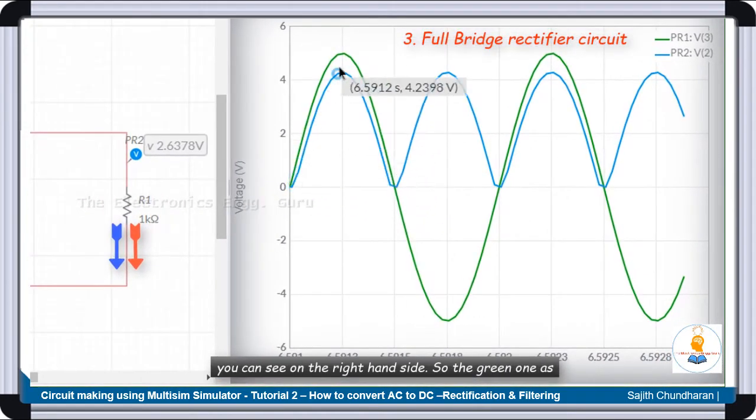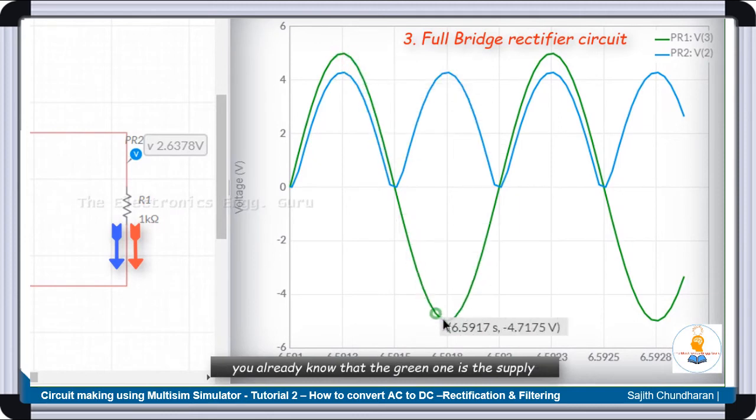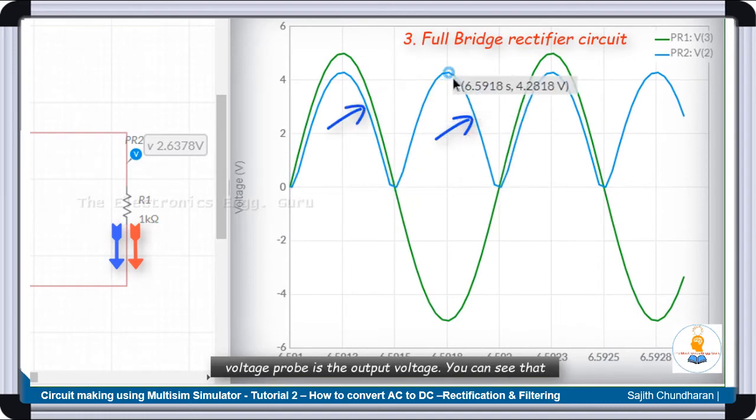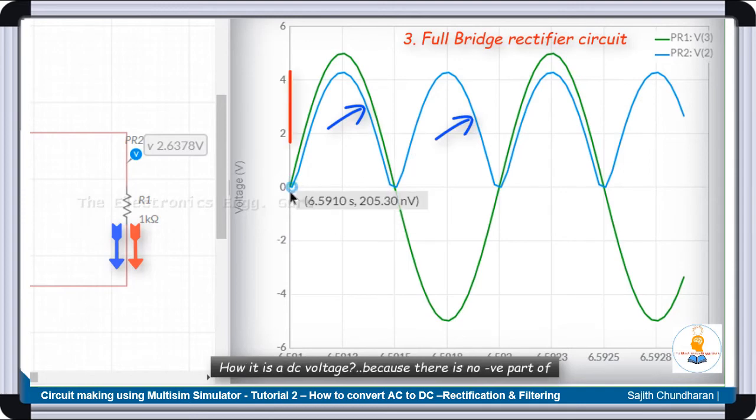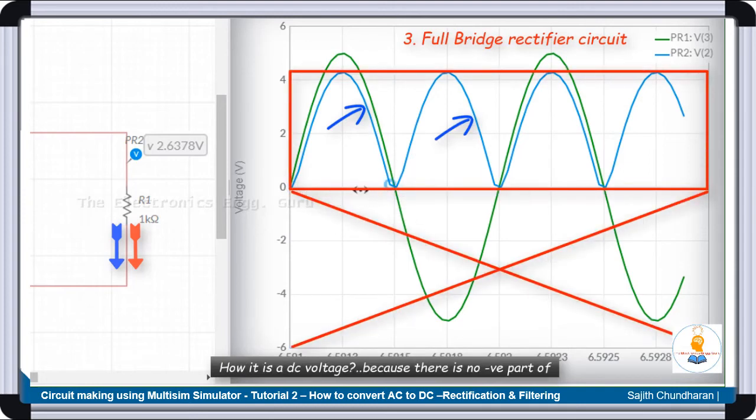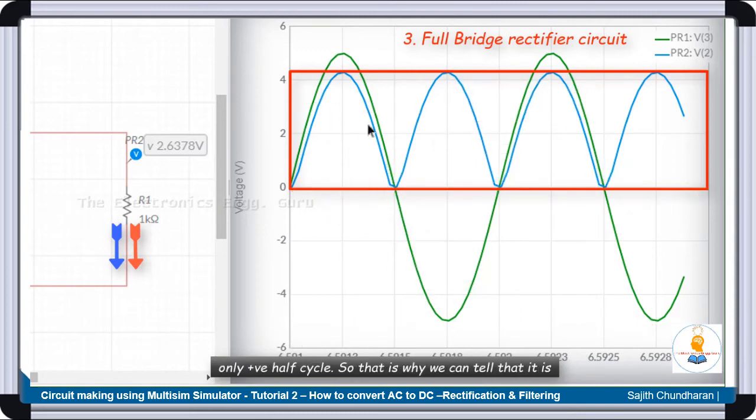The green one, as you already know, is the supply voltage, and the blue one, which is represented by the voltage probes, is the output voltage. You can see that the output voltage is rectified, it is a DC voltage. How is it a DC voltage? Because there is no negative part of the output. All the negative parts are removed and now it is only the positive half cycle. So that is why we can tell that it is a DC.